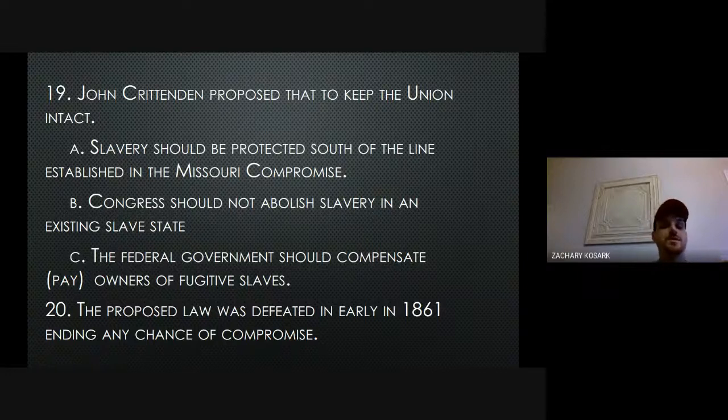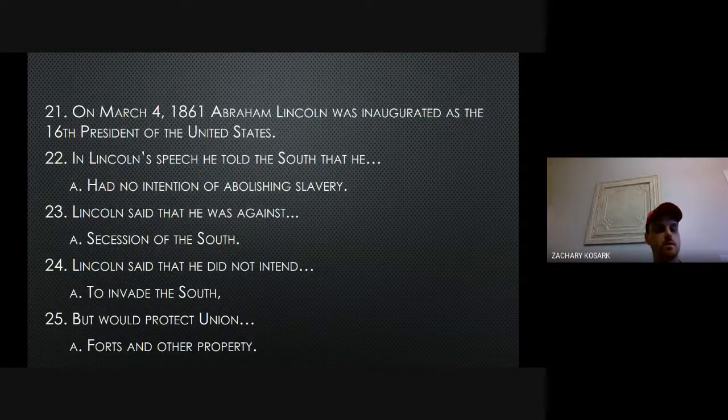The proposed law was defeated in early 1861, ending any chance of a compromise. And basically now you just have people that are going to be angry and fighting over it.